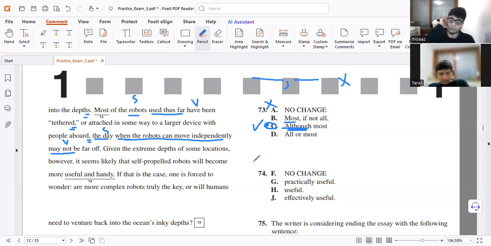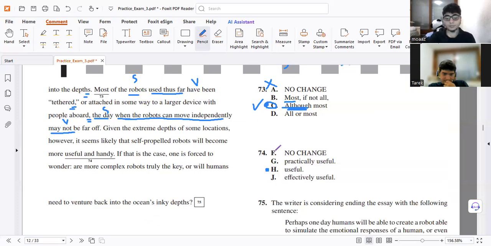With 74 is H. H, correct. Y is redundant. Remember, handy means useful, not practical. If you found it hands-on, like feeling practical, okay, but it is an adjective with the same meaning. So it is redundant, so choose the shortest one. That's why.